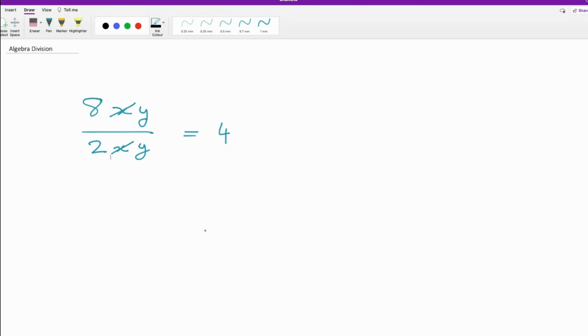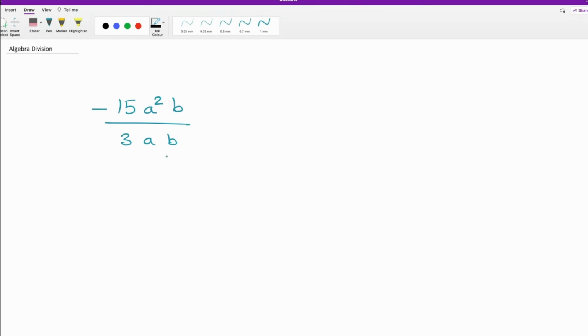Looking at the y's now, we have a y on the top and a y on the bottom. Essentially what that means, y divided by y, which is equal to 1. So that means they can both cancel out as well. And in the end, we can see that our answer is 4. So let's go through those steps again. We walk through the sign, then we walked through the numbers, and then we targeted the pronumerals.